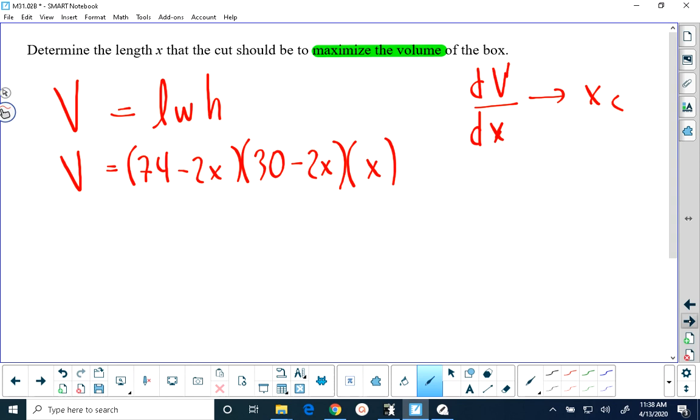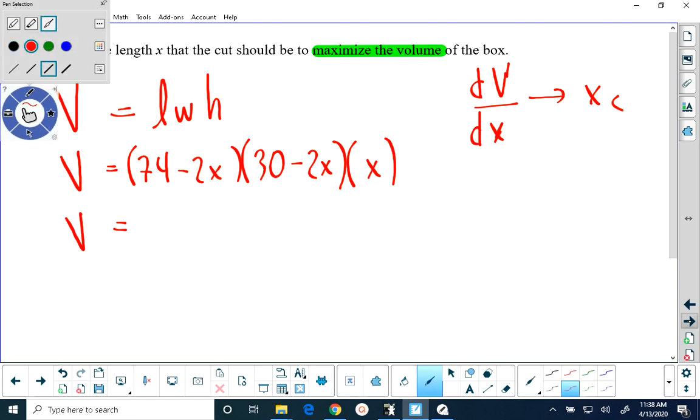But probably what you want to do is multiply out these three factors to get a degree 3 polynomial. I don't think you want to differentiate the function as it stands right now. So it's looking like I'm going to need a calculator here. I'm going to FOIL out, first of all, the two binomials, then we'll worry about multiplying by that x.